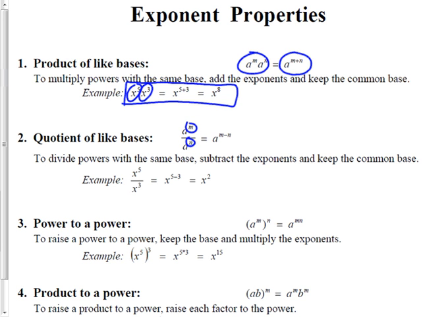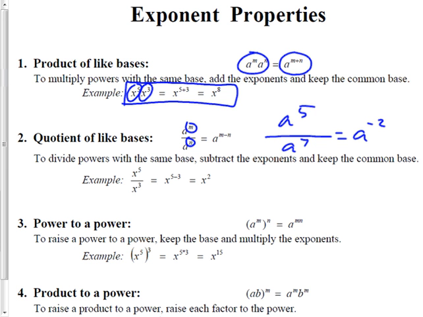We talked about this. The only problem is, what if the one on the bottom is bigger? You'll have a to the negative something. And you're never allowed to leave an answer, let's say it was like this, a to the 5th over a to the 7th. When I take 5 minus 7, I get negative 2. The answer to this is a to the negative 2, but you're not allowed to leave it that way.